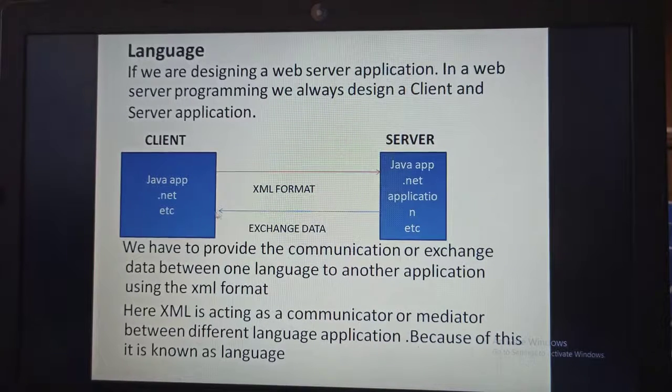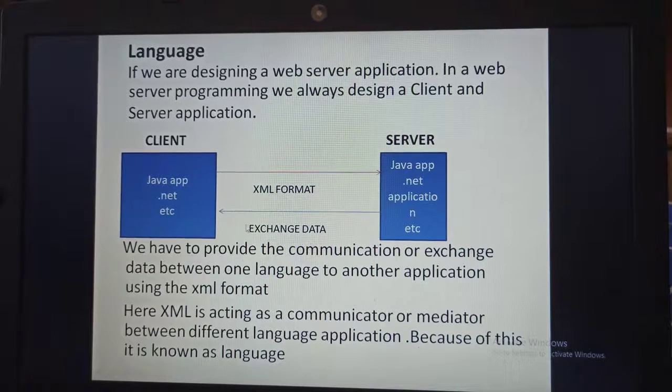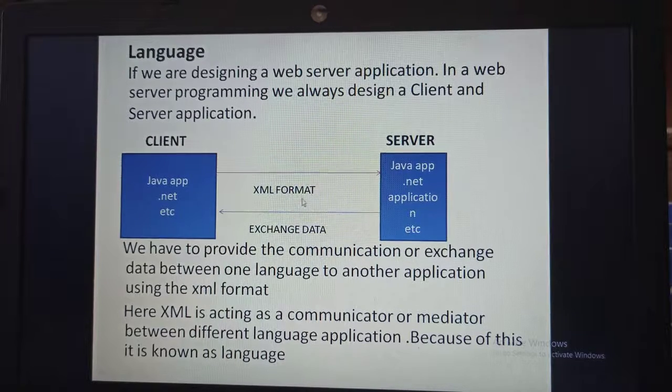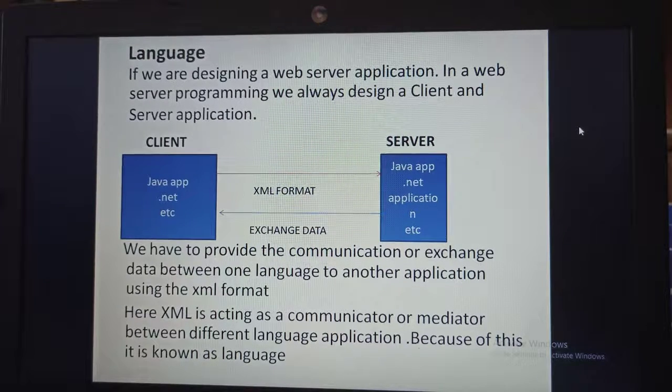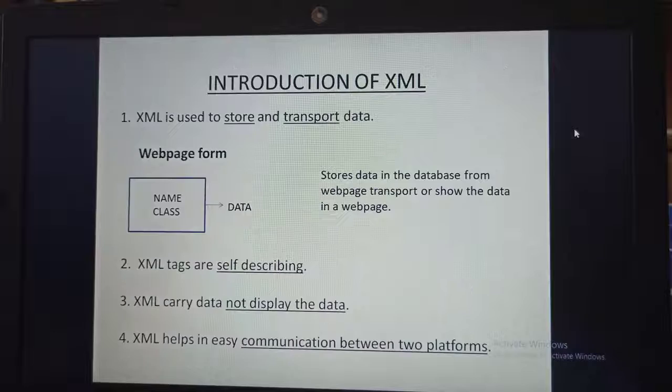So we have to provide the communication or exchange data between one language program to other language program using the XML format. With the help of this format, we exchange data from client to server and then again from server to client. Here XML is acting as a communicator or mediator between language applications. Because of this, it is known as a language.